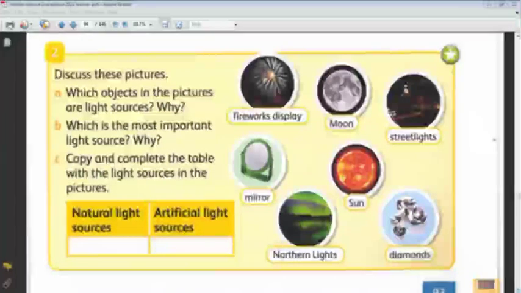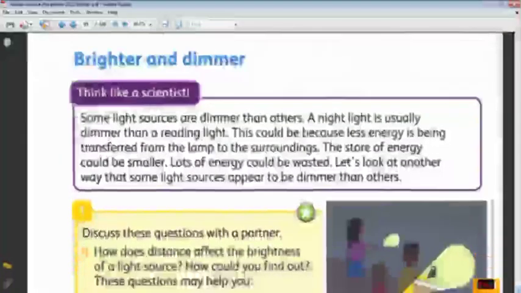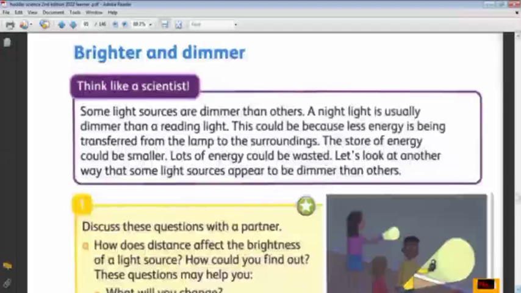Let's continue the next page. Brighter and dimmer. Now we will talk about brighter, how the light is brighter. Sometimes it's brighter and sometimes it's dimmer. So he tells us here that some light sources are dimmer than others. We found that some sources are dim and other sources are bright.